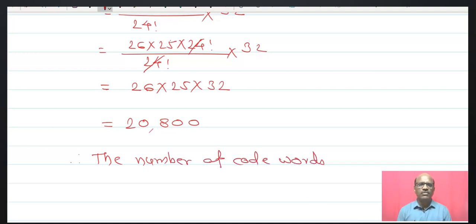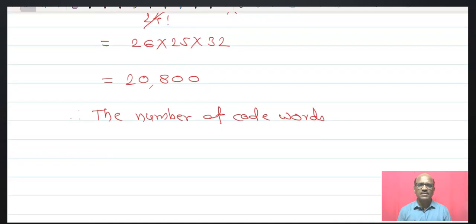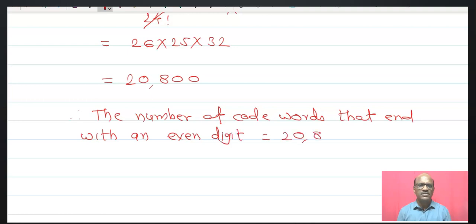The number of code words that end with an even digit is 20,800.